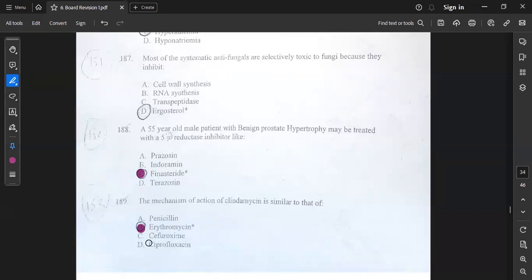Nightwing, kindly take us through BPH. Okay. Anybody, if you have a picture or a summary, you can share it on the group so we can move on.